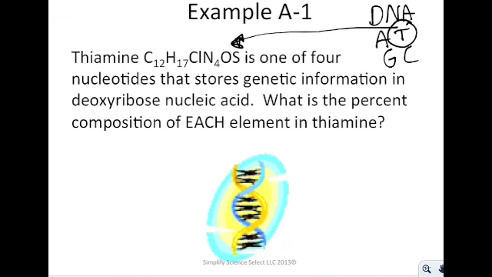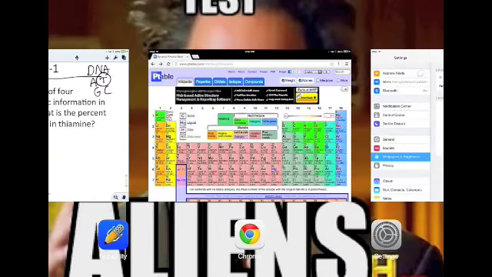A lot of people think, oh, it's T, it's just one atom. It's not. It's a combination of them. It's very complicated. So it says, what is the percent composition of each element in thiamine? In order to figure that out, the first thing we need to do is find the total mass of the molecule. So the first thing that you should do is look up the atomic masses. And how you do that is you go once again to our periodic table.